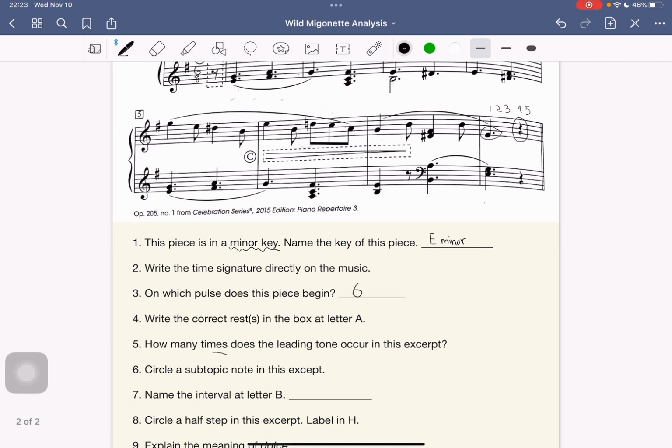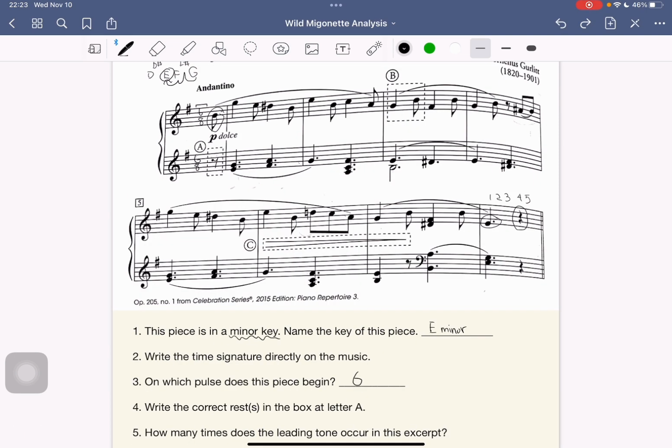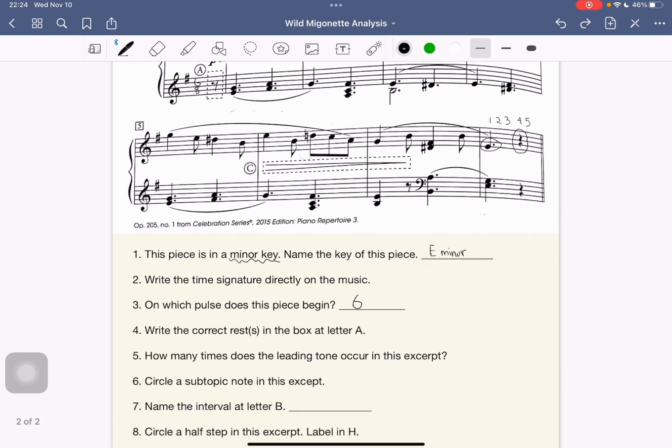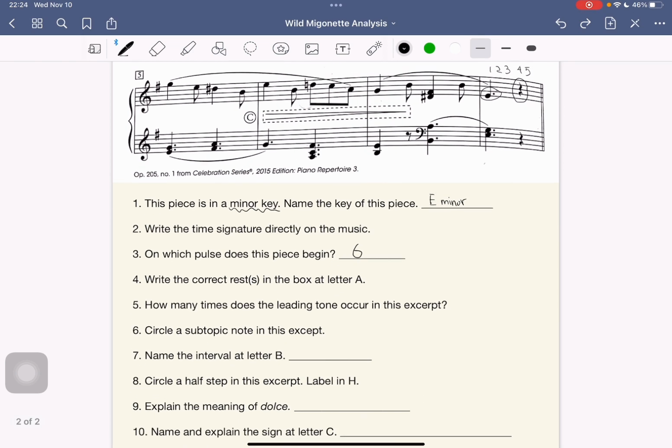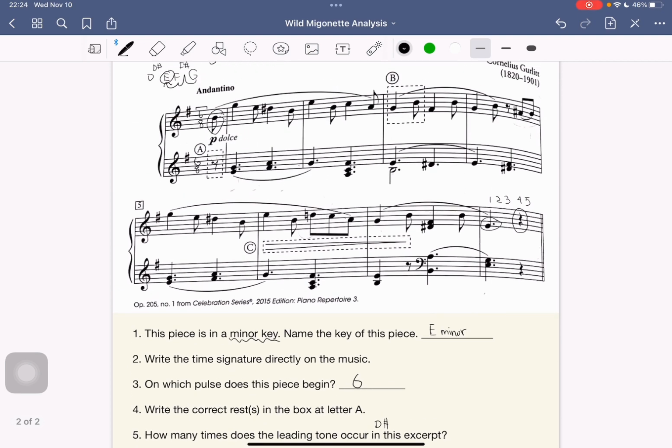How many times does the leading tone occur in this excerpt? So we know that we're in E minor, and the leading tone of E minor would be D sharp because a leading tone means that it is a half step below the 8th note of the scale, which is the tonic. So if we know that it's D sharp, we can start counting. I see 1 here, 1, 2, 3, 4, 5, and that's all.